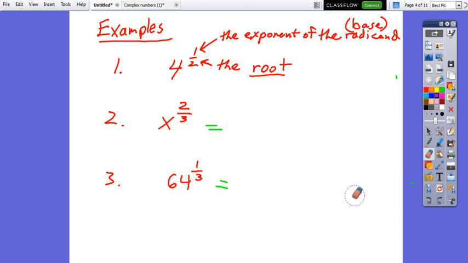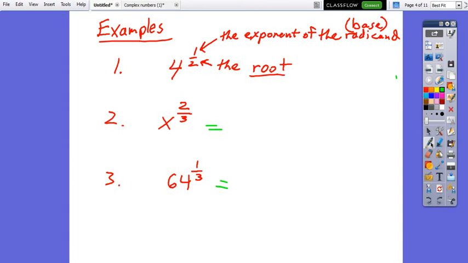Okay, so let's take a look at some examples. The first example here is 4 to the 1/2. Notice the exponent is a fraction. A rational number is a number that can be written as a fraction, right? So we've written our exponent with a fraction. Now what does this mean? A number with a rational exponent, a fractional exponent, is really just a radical, a root of some sort. And the parts of the fraction tell us what type of root it is and how we should convert it.